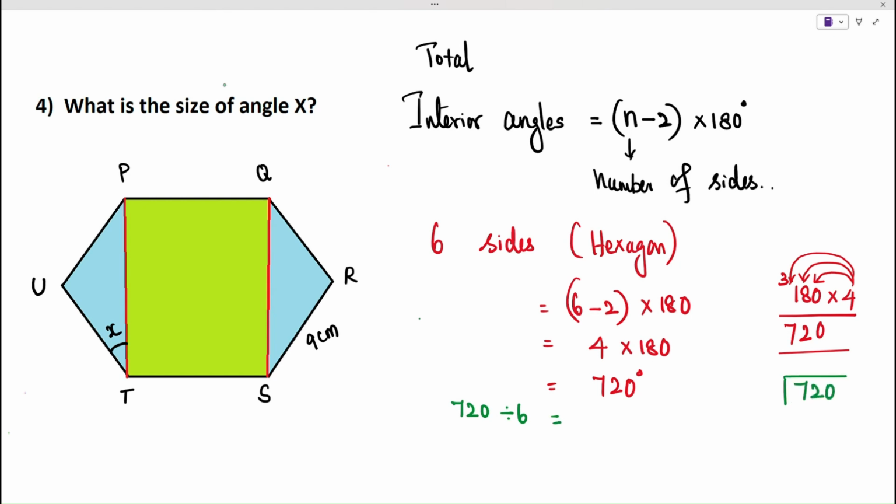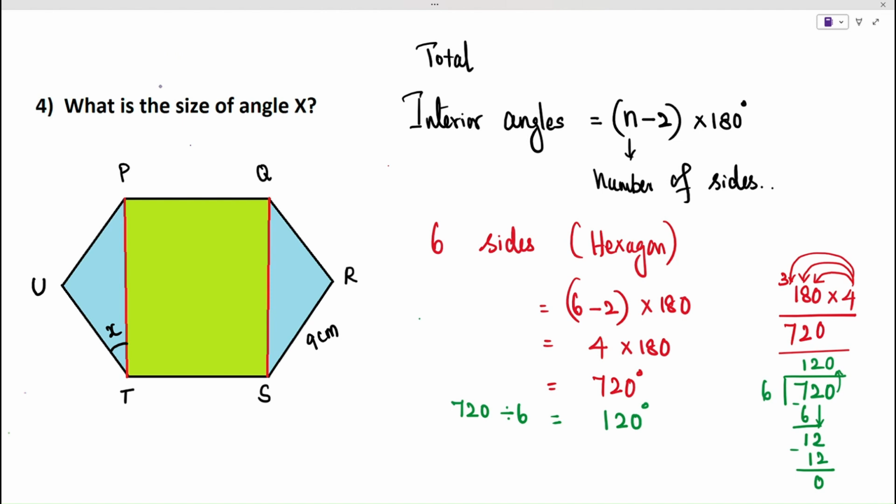Now, if we do that division, 6 times 1 is 6, sorry. And that gives a remainder of 1. Bring our 2 down. 6 times 2 is 12. And that gives us a remainder of 0. We can pull the 0 up into our quotient, and we get one of the interior angles as 120 degrees. Now, we know that one of the interior angles is 120 degrees. We can now apply it to our shape here.